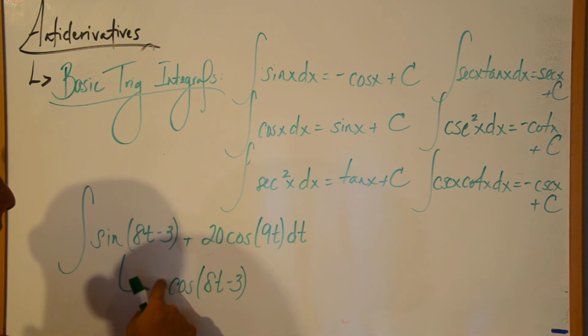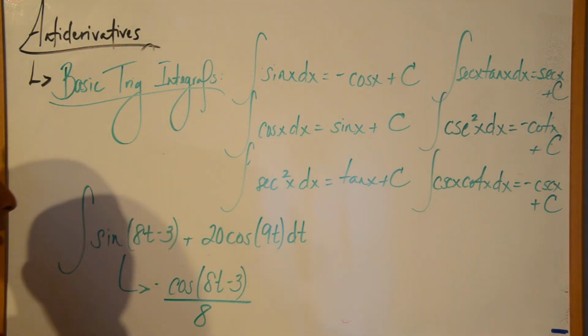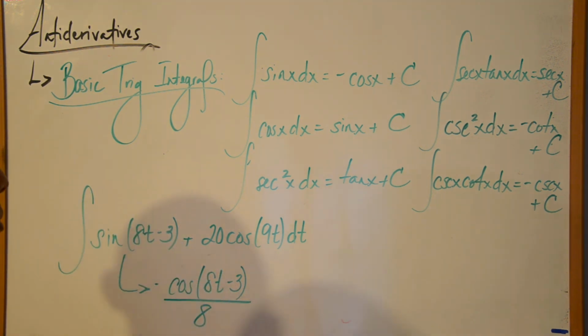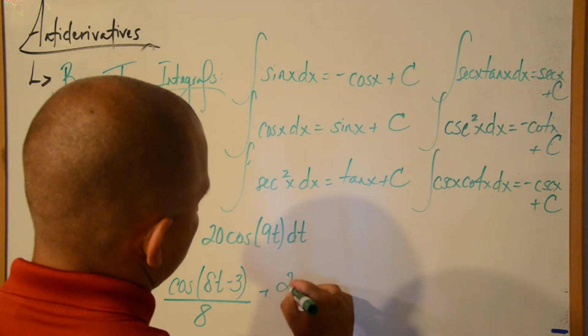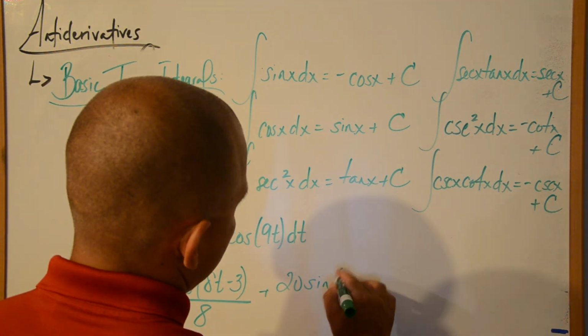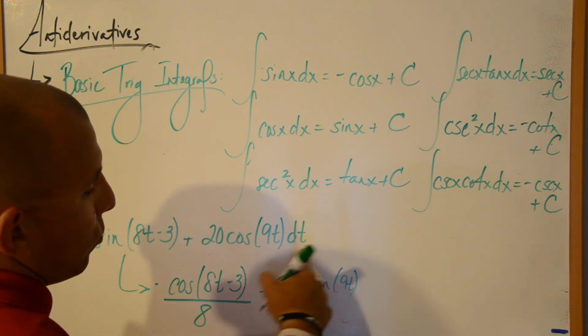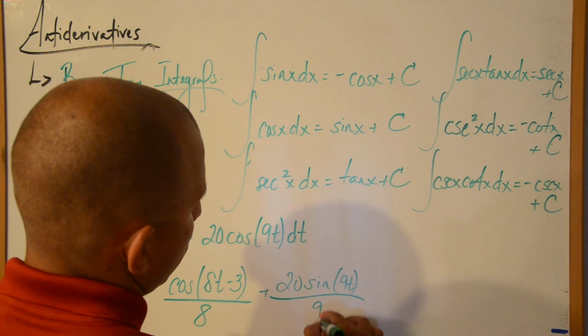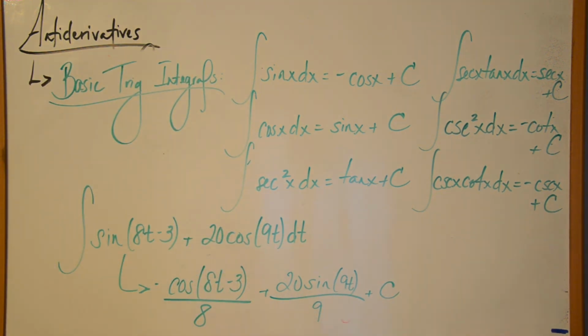But if I were to derive the input, I would have to derive that. So that would give me an 8 outside as a coefficient, so I would need to make sure that I divide by 8. Therefore, when I derive this, I'll be left with this original function. And very similar idea here, plus 20 sine of 9t, but when I derive sine, this 9 will once again pop out. So I want to make sure that I account for that in my integration. And that shall do it.